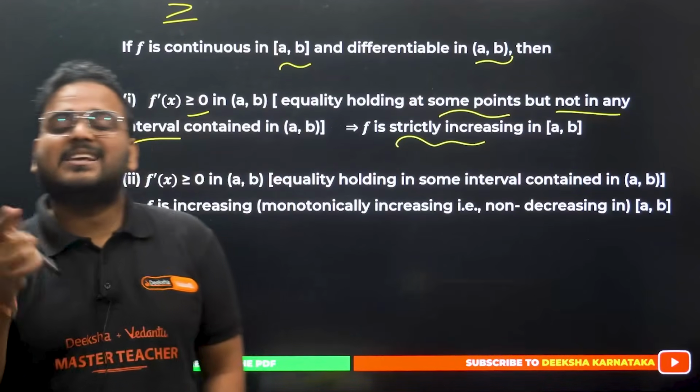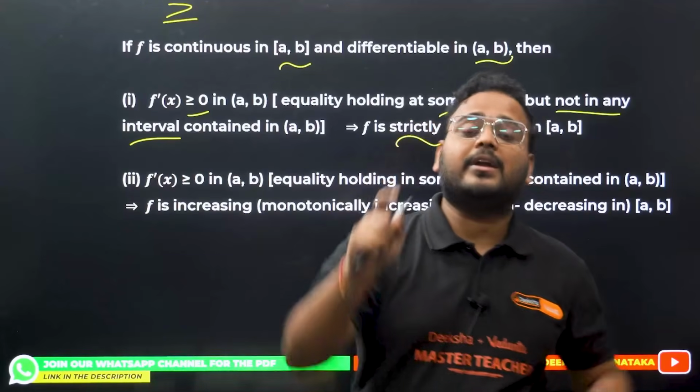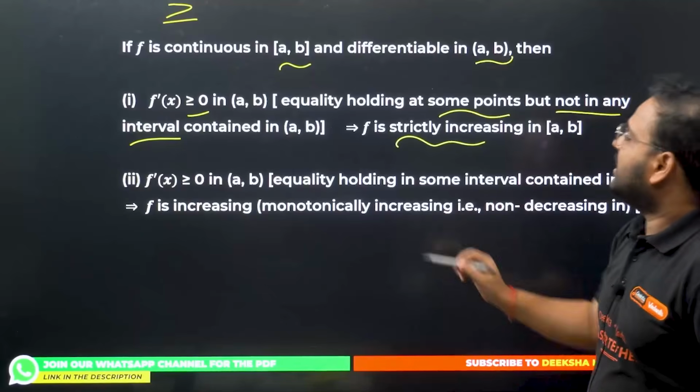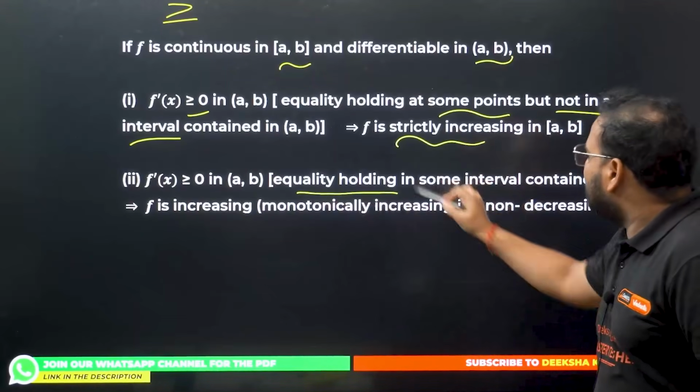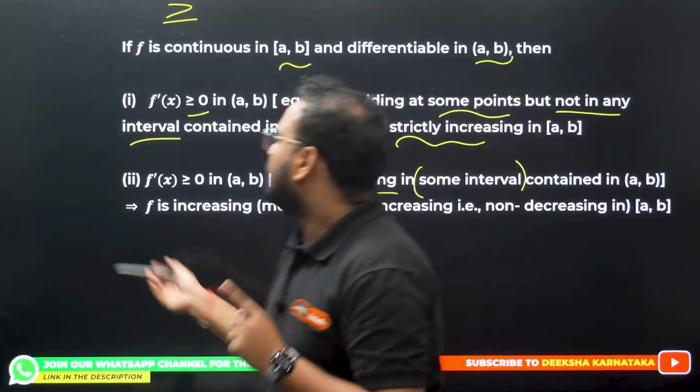If it is less than or equal to 0, or greater than or equal to 0, but that equal to is true only at certain points, not in the entire interval, then it will become strictly increasing. But if equality is holding in some interval, meaning there is an interval defined where the equality holds true, then you will get a flat line.